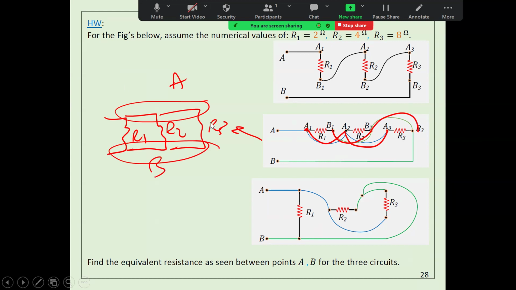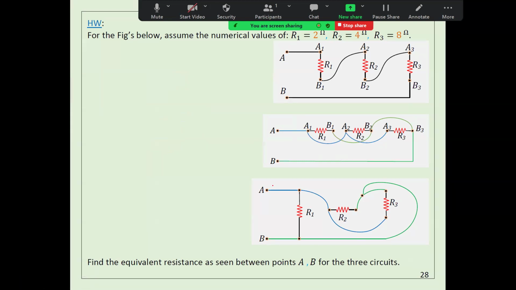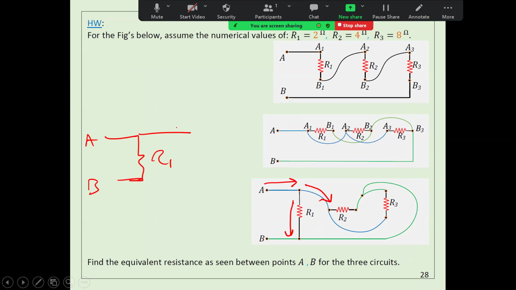Let's look at the next one here. If you have current coming this way, one current goes this way and then another current comes this way. Look at the relation between R2 and R3. They are in parallel. Why? Because this terminal is the same as this one, and this terminal is the same as this one. So I can redo this one. For example, I can make it this way. We have A and B, and we have a resistor this way, R1, and then after that, resistors this way, R2 and R3.